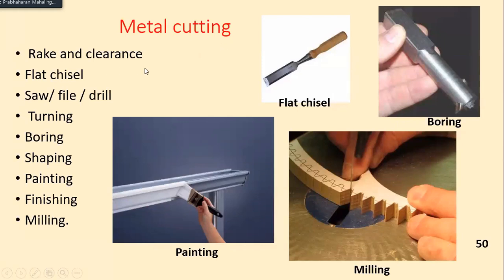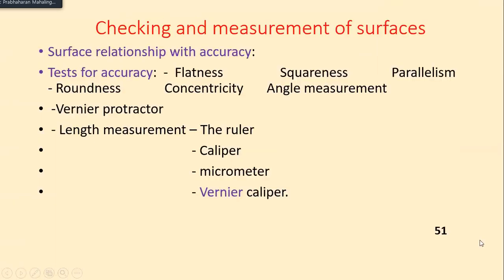Metal cutting, rake and clearance, flat chisel. So I need another 10 minutes to finish it. File, drill, turning, boring, shaping, painting, finishing, milling. These are the operations you have to do. Right? The next one. I need only 10 minutes, please.